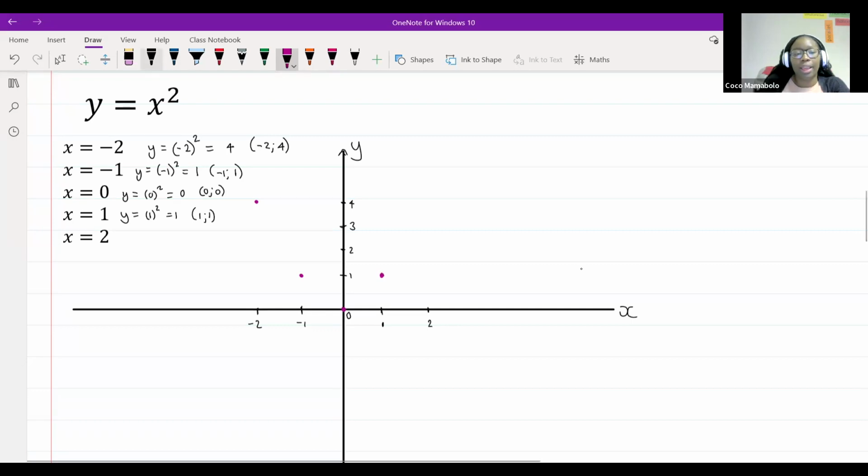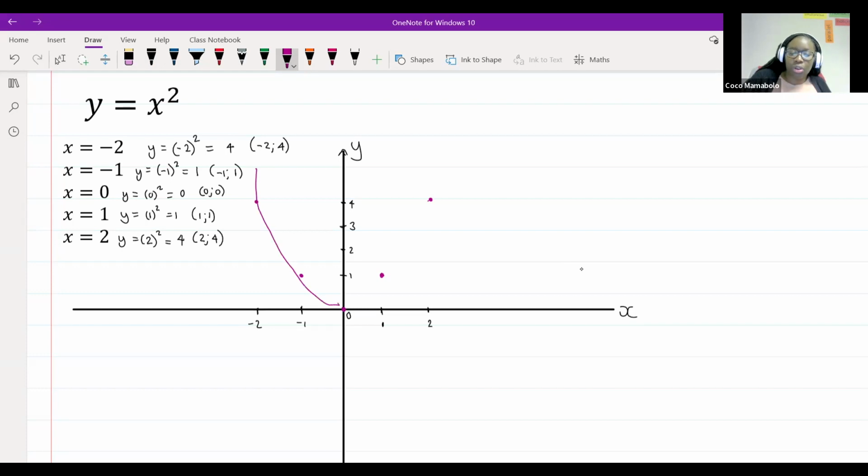Right. Then we'll do the last one. If x is equal to 2, y is equal to 2 all squared, which is equal to positive 4. So this coordinate will then be 2 and 4. X is 2 on the side, y is 4 on the side. So that's the point that we will get. Right. So if we sketch our graph, it will look like that.